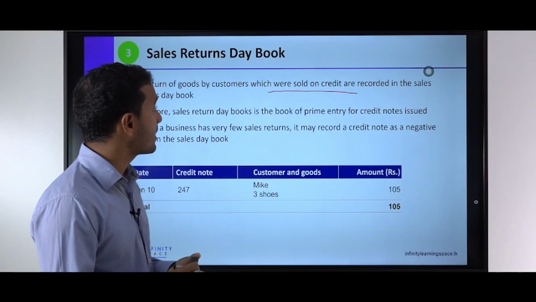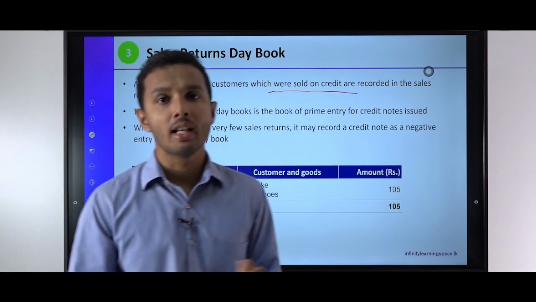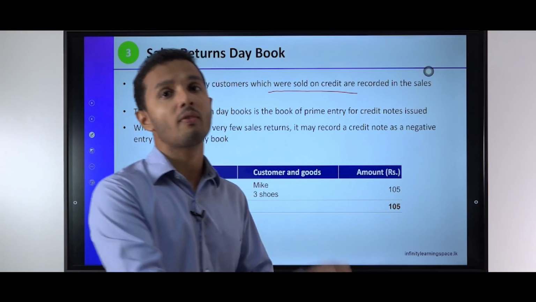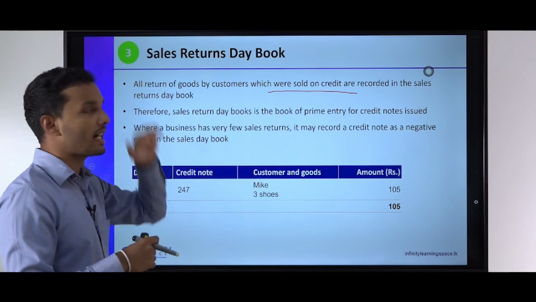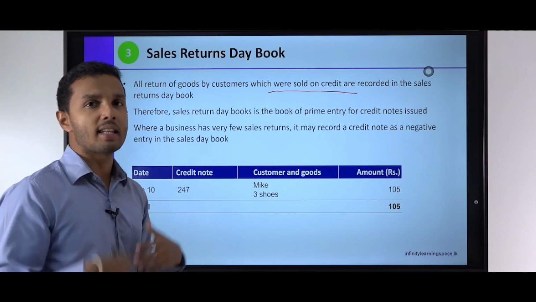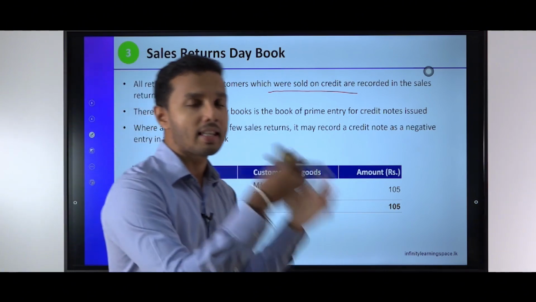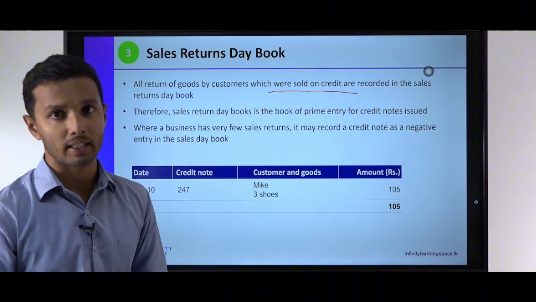Then the sales return day book. We already learned about debit notes and credit notes. Sometimes when a business sells goods to a customer, the customer can return those goods. So such situations are called sales returns. The business has done a sale, but after some time those goods can be returned. That's called a sales return.